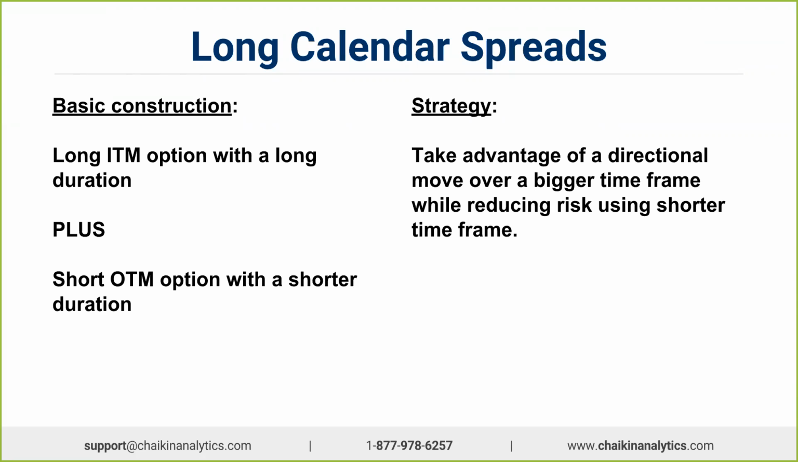The strategy is to take advantage of a bigger move over a bigger time frame while reducing your risk using shorter time frames. This calendar spread could be done any which way. We could buy the Augusts and then sell weeklies against it, sell this week against the month. We can go out and buy the quarterly and then sell the monthlies. We can go out and buy the LEAPS and sell the weeklies. Any way you could do this, the calendar spread really is buying a longer duration and then selling a shorter duration. I like to buy in the money, and I like to sell them out of the money.